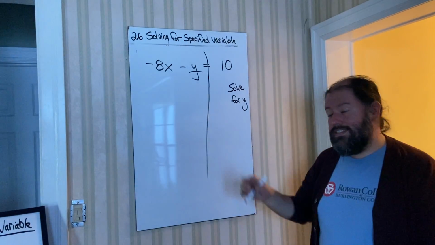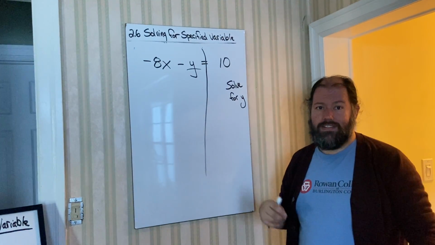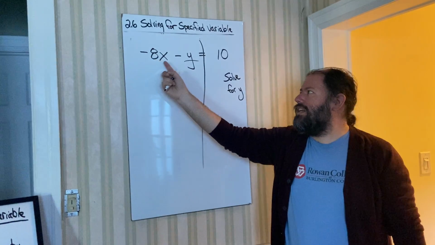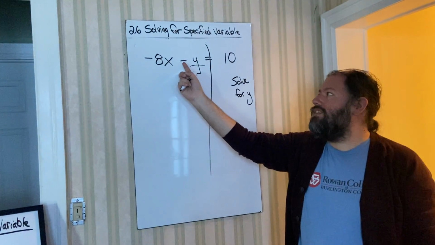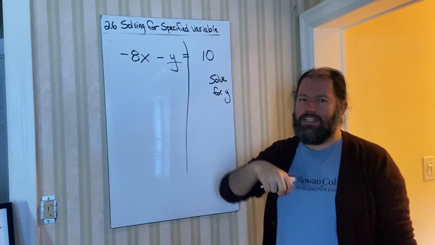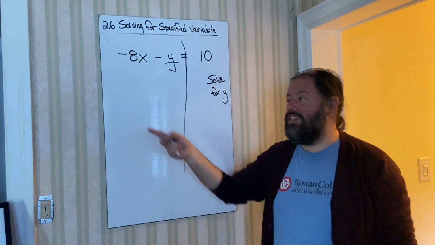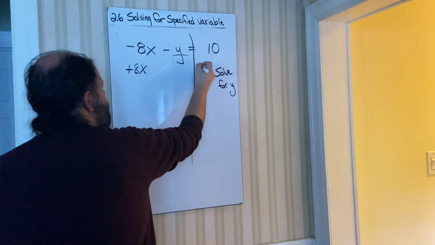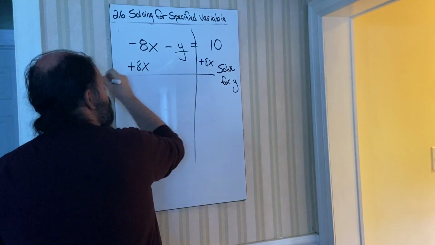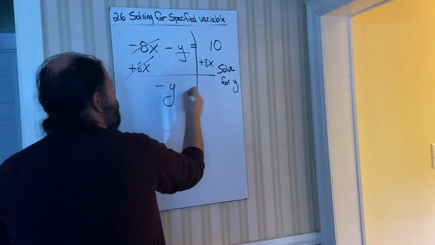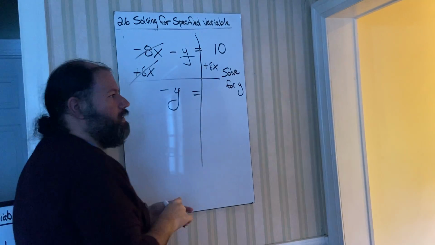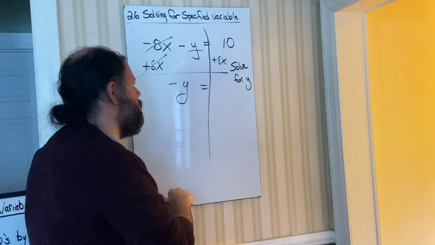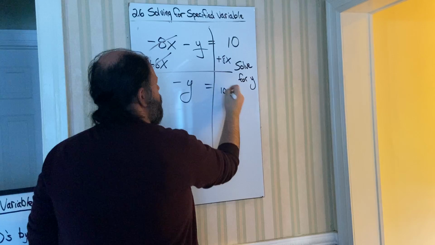The next thing is, since we're looking at the y, the underlined letter, see if there's anything added or subtracted. So notice that this negative 8x is subtracted. So I want to get rid of the negative 8x. The opposite of a negative would be a positive. You're going to add 8x over here, add 8x over here. These cancel out, so you got negative y. This and this, a constant and then a variable, can't combine. So then, 10 plus 8x.